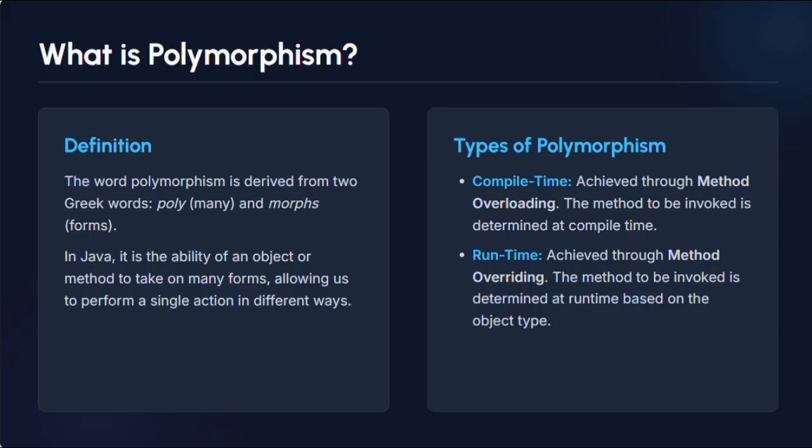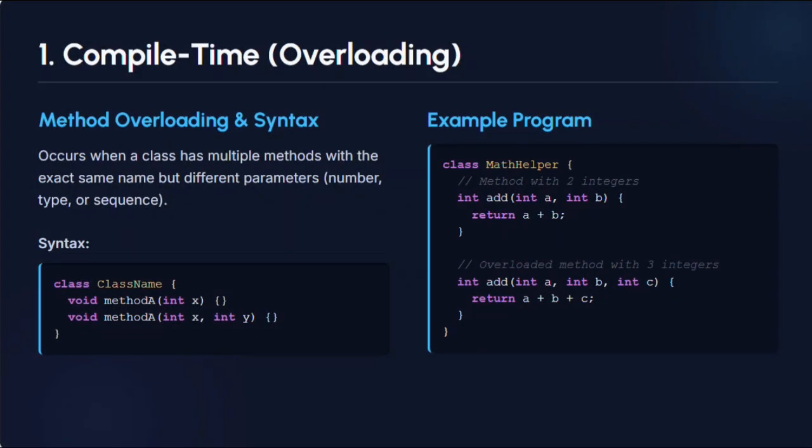Compile time polymorphism is achieved through method overloading. Runtime polymorphism is achieved through method overriding, where the method to be invoked is determined at runtime based on the object type. See, the types of polymorphism are not just said as compile time and runtime. Compile time is said as method overloading, and runtime is said as method overriding. Okay.